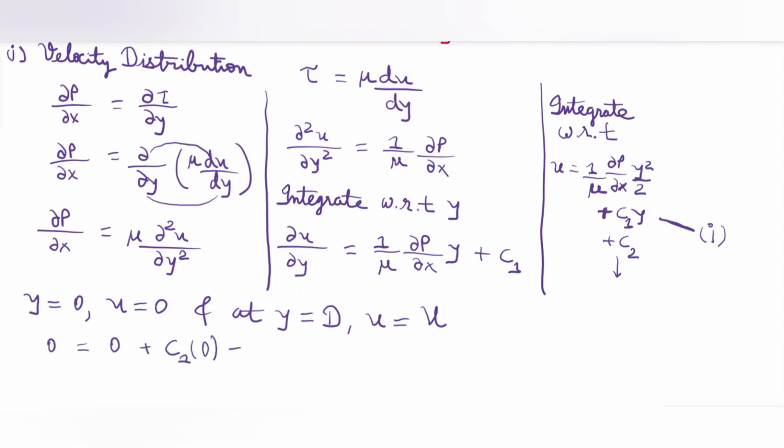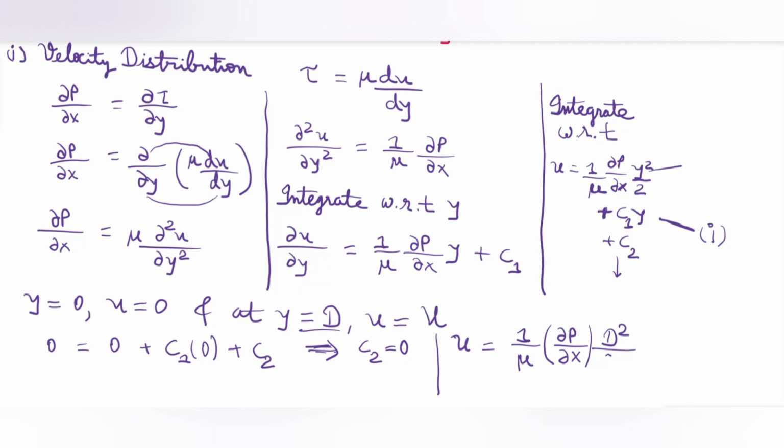So 0 is equal to 0 plus c1 into 0 plus c2. Therefore we get c2 is equal to 0. And then we'll apply the second boundary condition, which is y is equal to d and u is equal to capital U. So it will be U equal to 1/mu del p by del x into d square by 2 plus c1d plus 0, because c2 is 0. Therefore we'll get c1 is equal to U by d. It's c1d, so d will be divided.